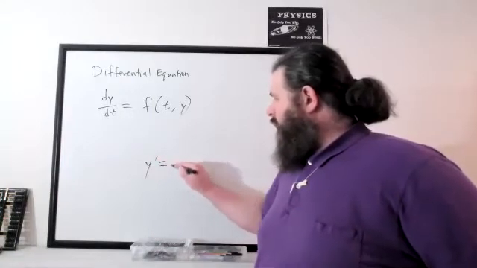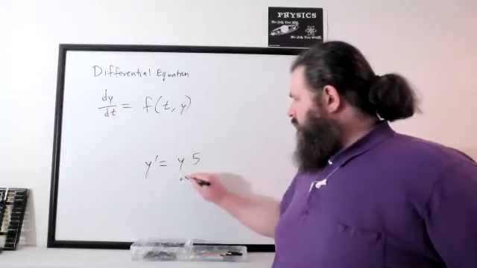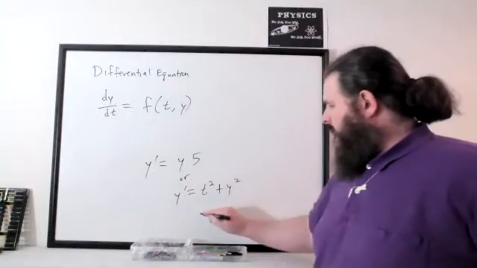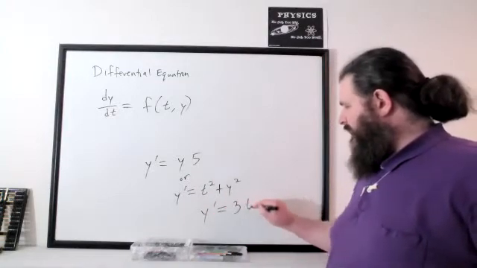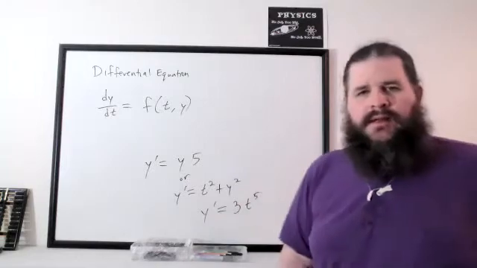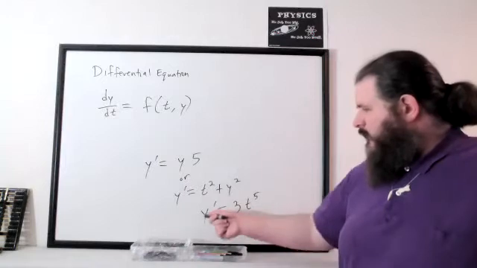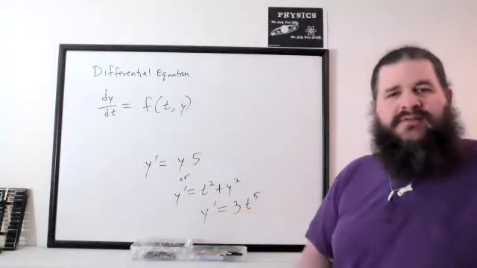maybe y prime equals y times 5, or y prime equals t squared plus y squared, or even something as simple as y prime equals 3t to the 5th. And this last one you could actually solve using 21B techniques. If you know y prime equals a function of just t, how would you undo that derivative?